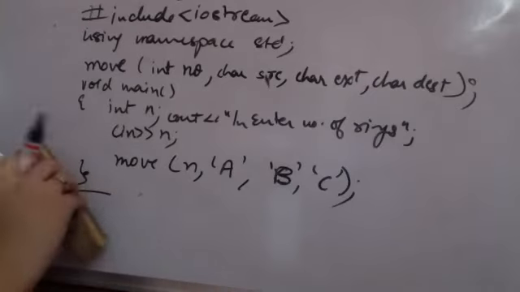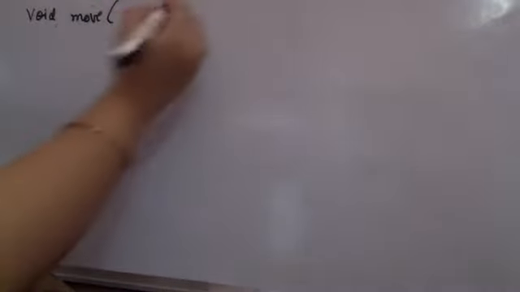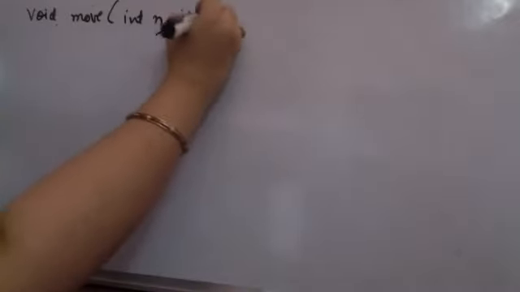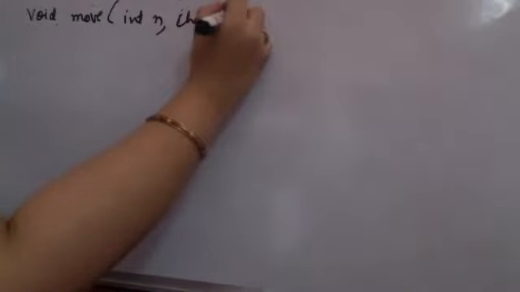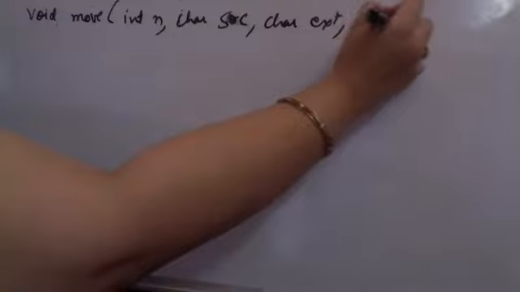Out of space, so I am rubbing this. Let me write the recursive function for you all. So the recursive function here is, I am having void move, an integer n to tell me the number of rings in my tower. I am having character source, character extra, and my character destination.